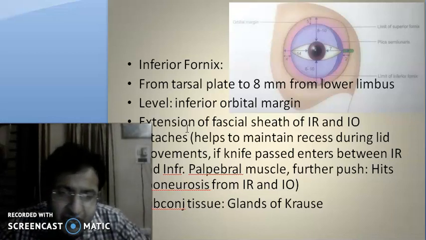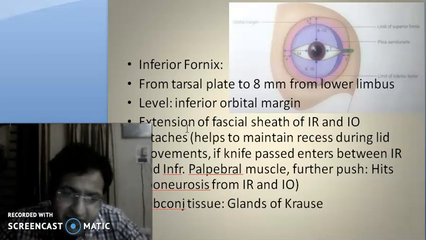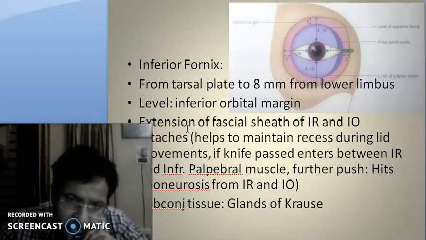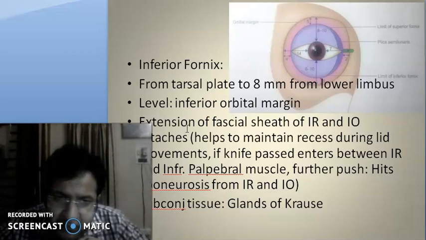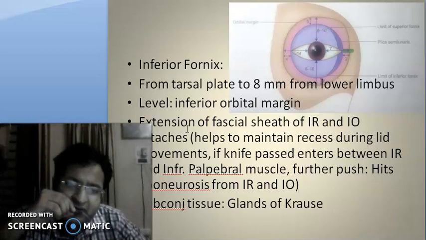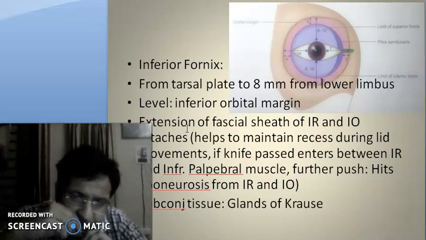What is inferior fornix? Inferior fornix is a conjunctival part which is from the tarsal plate of the lower lid to 8 mm from the lower limbus. The bulbar conjunctival part 8 mm from the lower limbus. This is the inferior fornix. And till what level is the inferior fornix extended? Up to the inferior orbital margin.